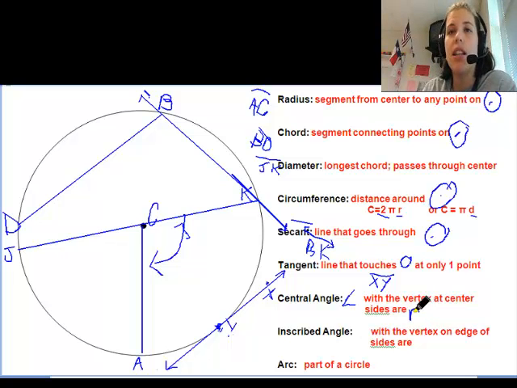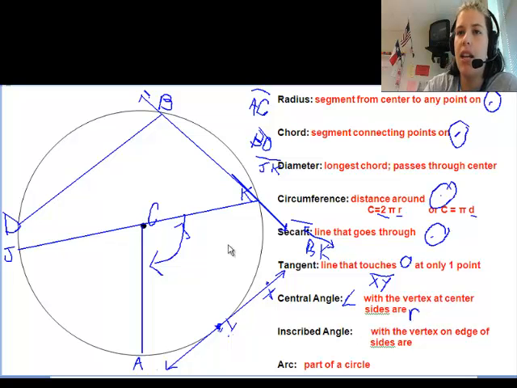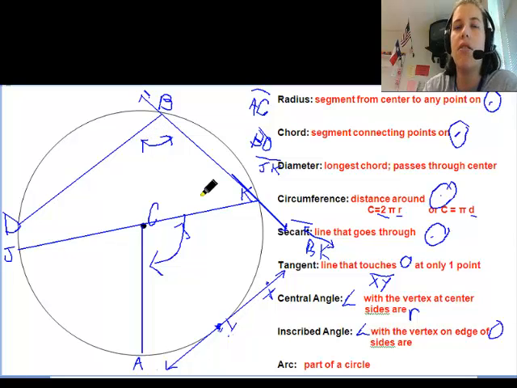The inscribed angle is a little bit different. An inscribed angle is an angle with the vertex on the actual circle, so an angle with the vertex on the edge of the circle. If I look at my picture, I'll notice that right here at B, I have an angle. That means this angle right here is an inscribed angle because B is on the circle and B is the vertex of that angle. Okay, and so go ahead and write down that angle DBK is an inscribed angle. You just write it off to the side there.